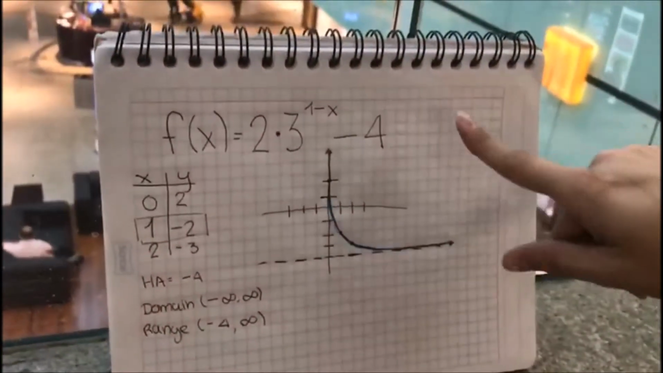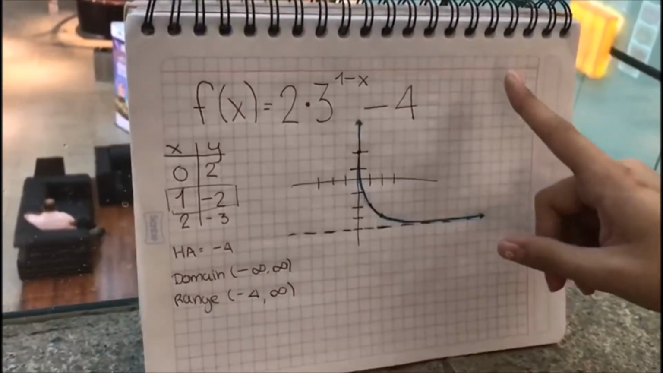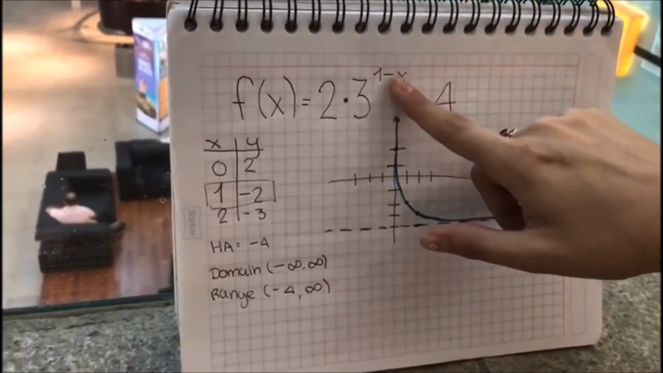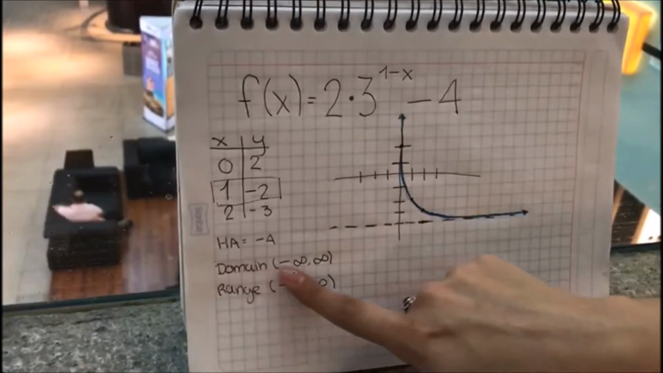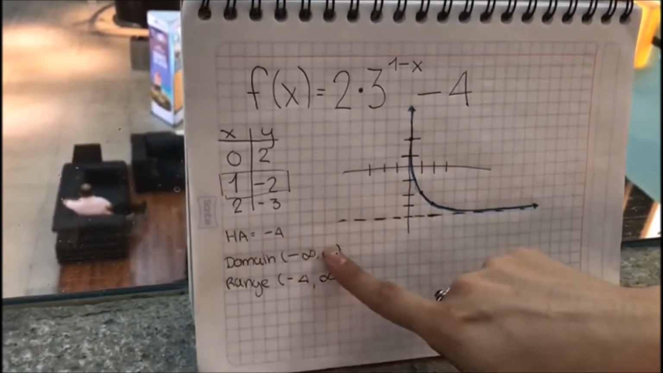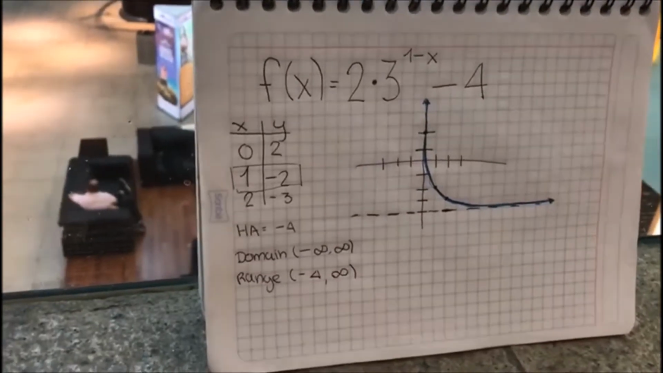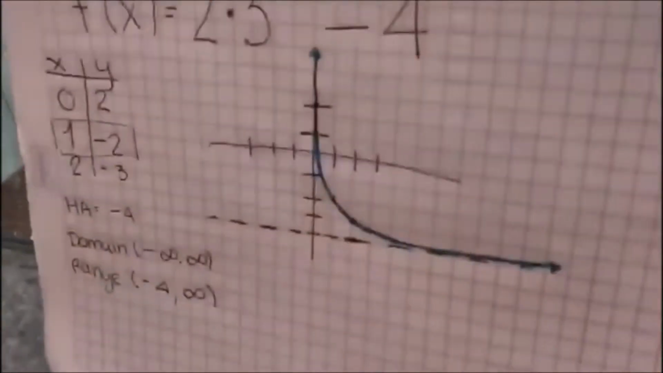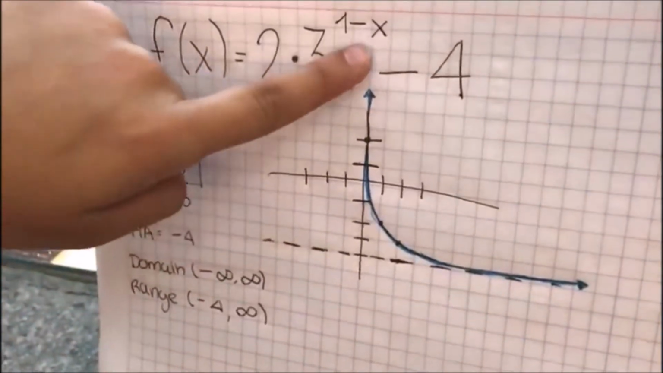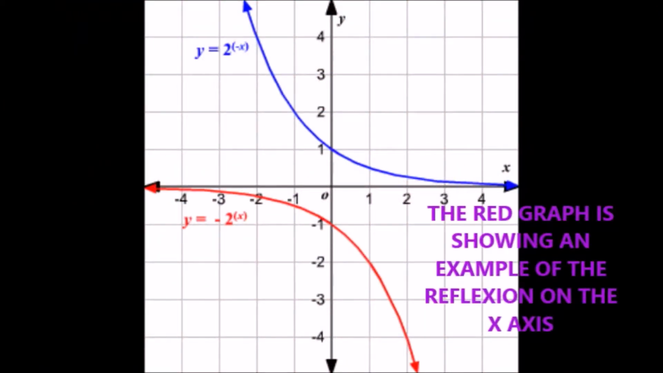In this exponential function, we have a reflection over the y-axis because the x is negative. The domain of all exponential functions is always all real numbers. And we would have an x reflection if this x was positive.